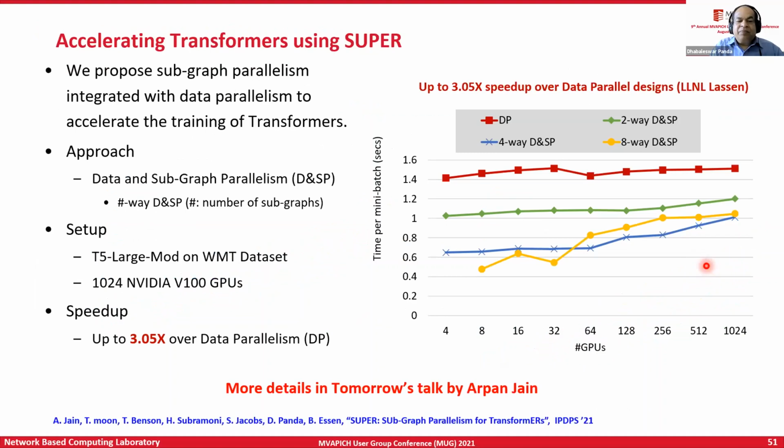Similar kinds of things with hybrid parallelism. We are trying to move into different kinds of models, transformer models. Here we show, compared to the basic data parallelism design, if we have a hybrid parallel design, we have a scheme called SUPER, which is subgraph parallelism, and you can see we can give you almost a factor of 3 speedup. And in fact, tomorrow there is a talk by Arpan Jain. He will go into more details, and this paper was actually presented at IPDPS this year.